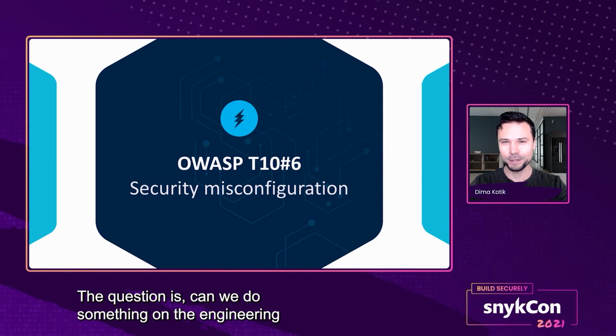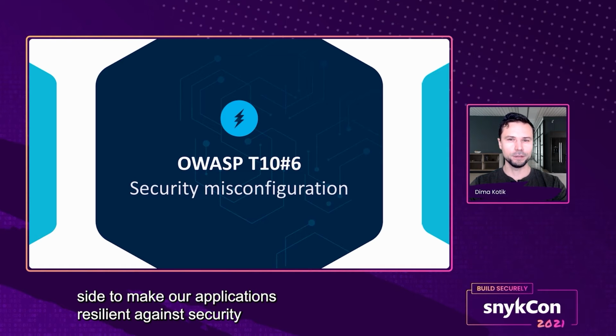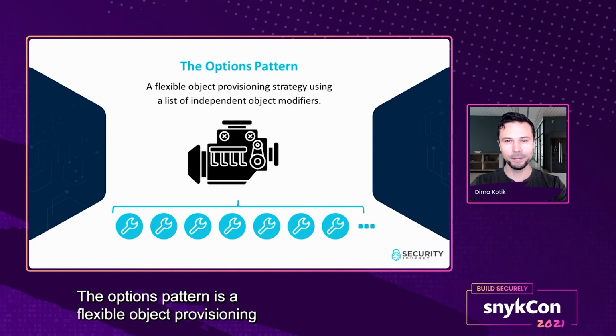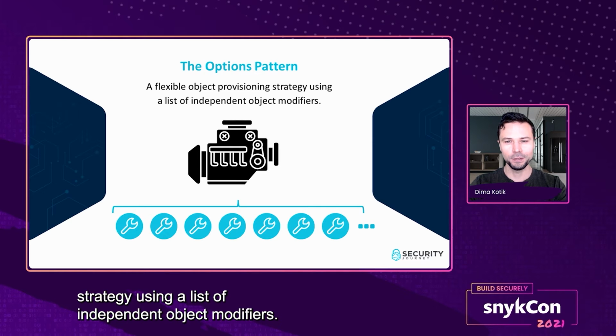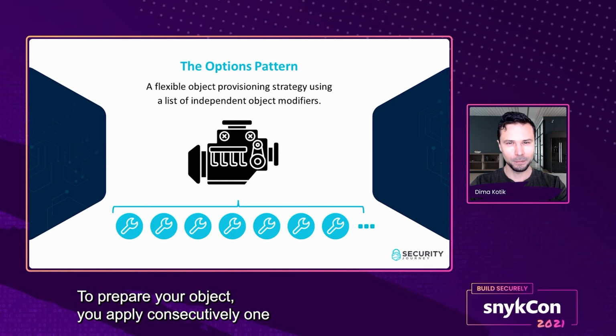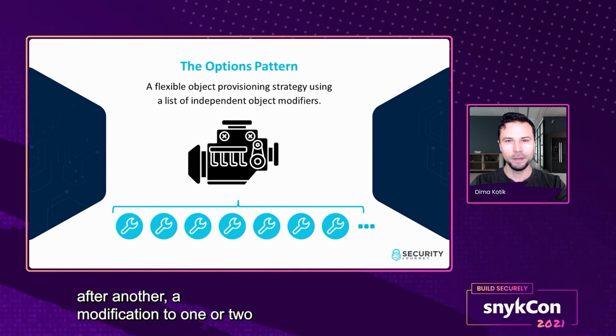The question is, can we do something on the engineering side to make our applications resilient against security misconfiguration? And yes, we can. Enter the options pattern. The options pattern is a flexible object provisioning strategy using a list of independent object modifiers. Those are typically functions. To prepare your object, you apply consecutively, one after another, a modification to one or two of each of its parameters.